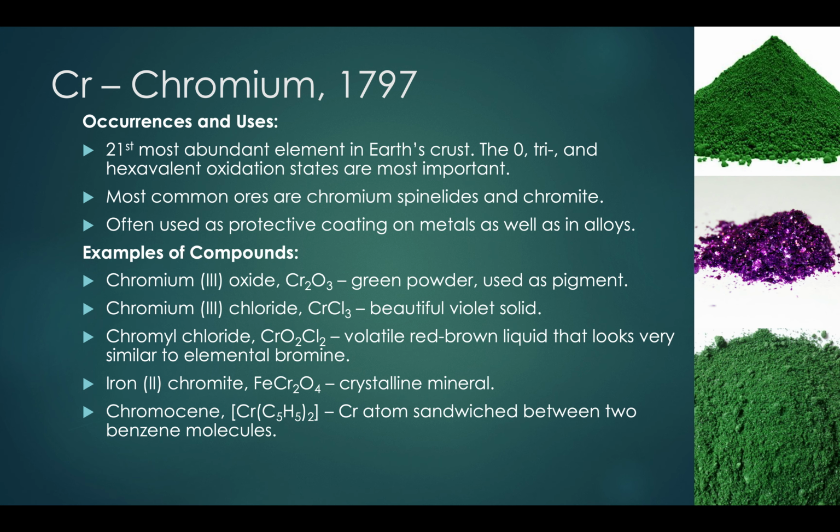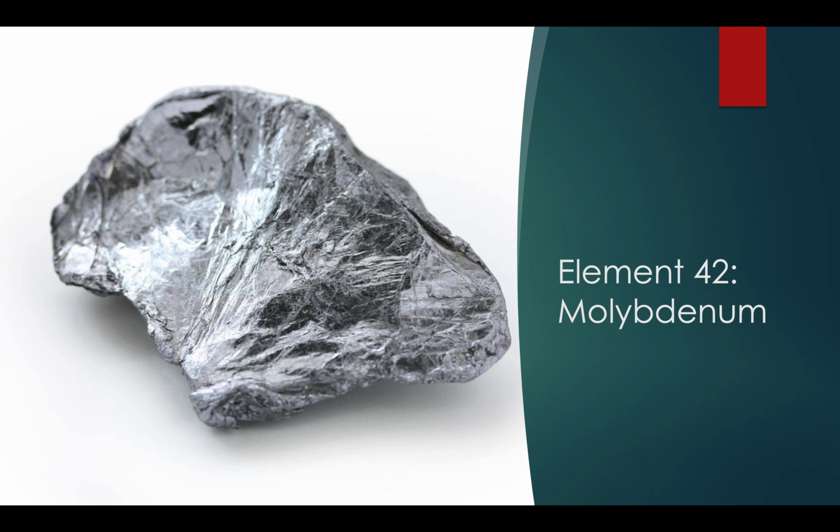Chromyl chloride is a complex chromium compound that very closely resembles elemental bromine. Iron 2 chromite is a crystalline mineral made up of iron and chromium oxides. Finally, chromocene consists of a chromium atom sandwiched between 2 benzene rings. Iron 2 chromite and chromocene are both coordination complexes, but the latter is also an organometallic compound.